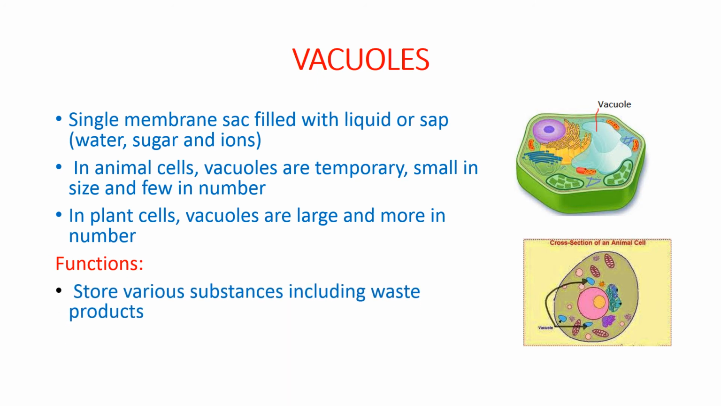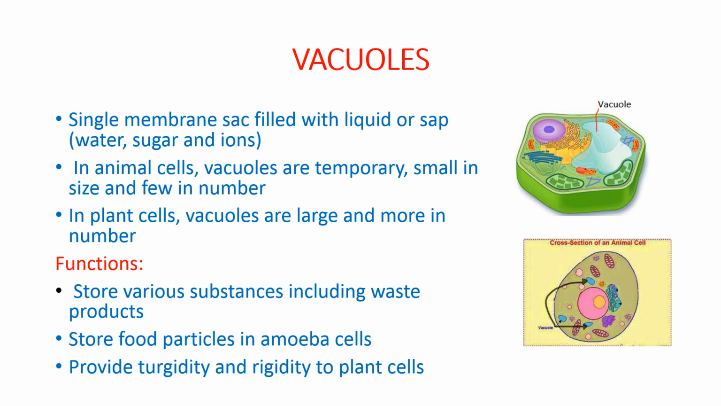Function: store various substances including waste products. Store food particles in amoeba cell. You have learned about amoeba food particles. Provide turgidity and rigidity to the plant cell so that the plant cell can maintain its proper shape.